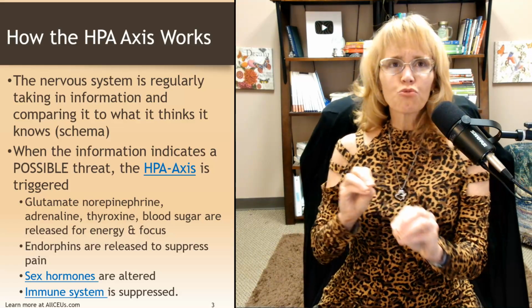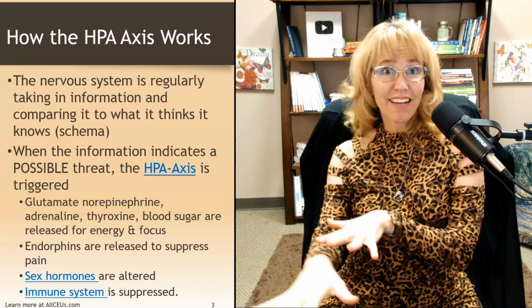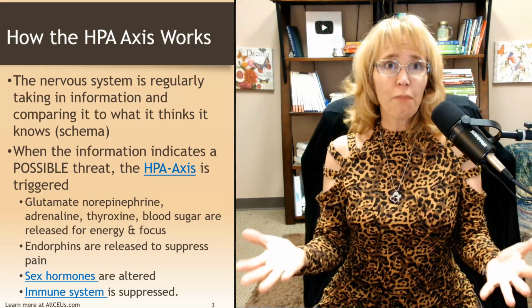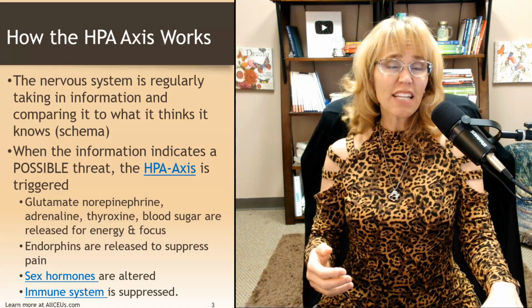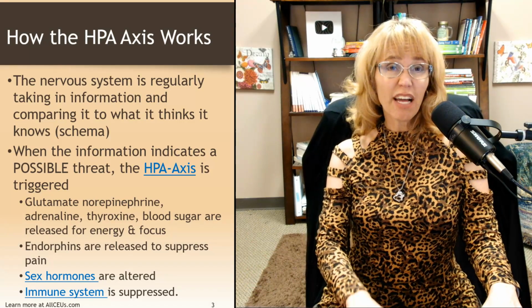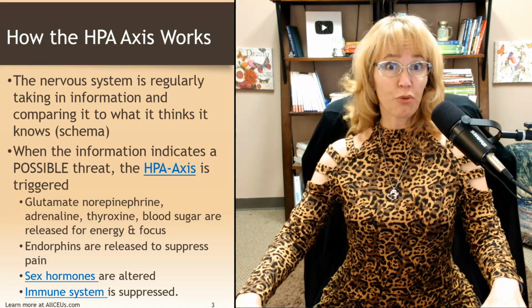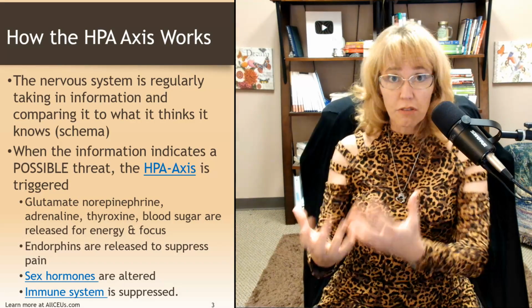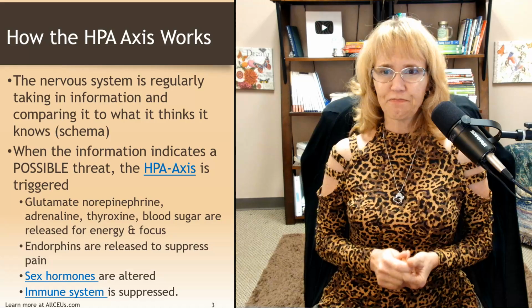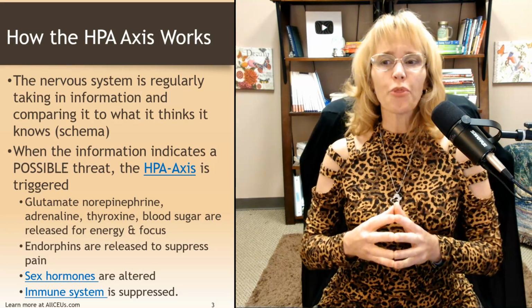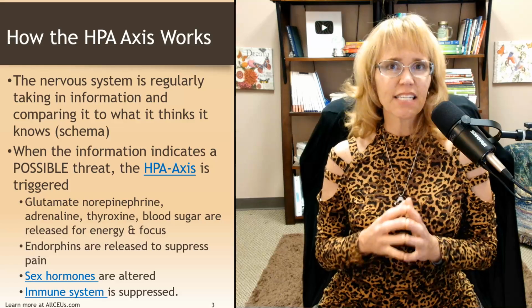So the brain is regularly sorting the information that comes in into what I kind of refer to as three piles. The no threat, the mild to moderate threat, that's going to make you a little bit edgy or irritated, and then the extreme threat. That's when you're going to have your flood of emotions. When the information indicates a possible threat, the HPA axis is triggered.